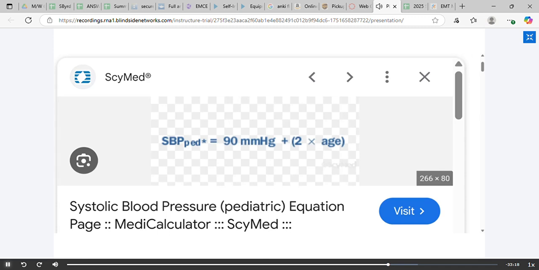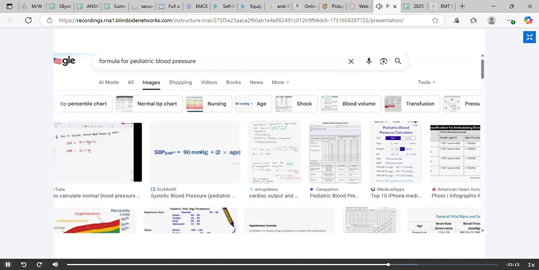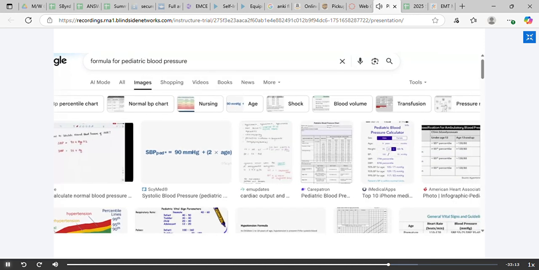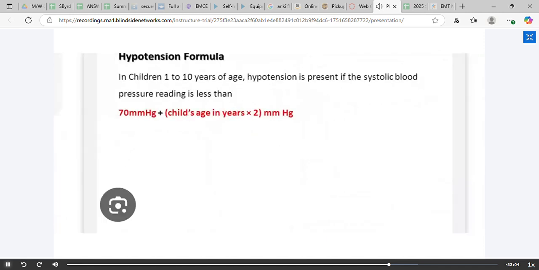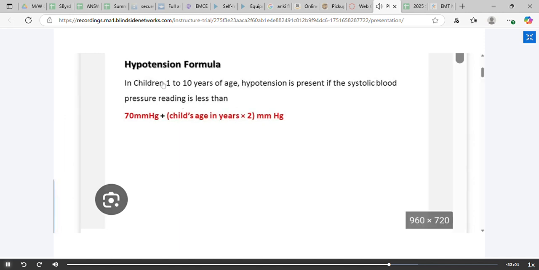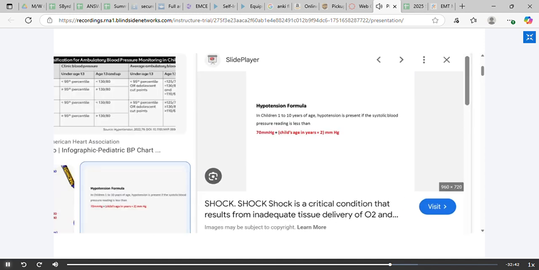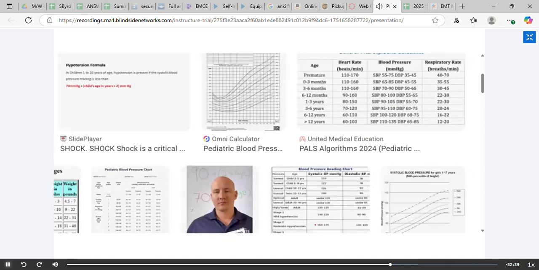If you have a patient who has a systolic of less than 70 plus 2 times their age in years, then that is hypotensive, definitely. So that hypotension formula, again, for kids 1 to 10, is if it's less than 70 plus 2 times their age in years. So 90 plus 2 times their age in years is the normal one we want. We want it as close to that as possible. But if it's less than 70 plus 2 times their age in years, then that's hypotension, and that's a problem. And this formula is really helpful because remember, when you have your kiddos, look at it right here.